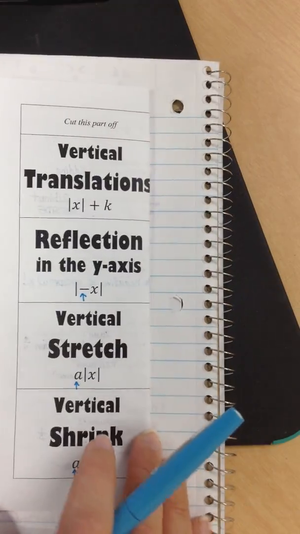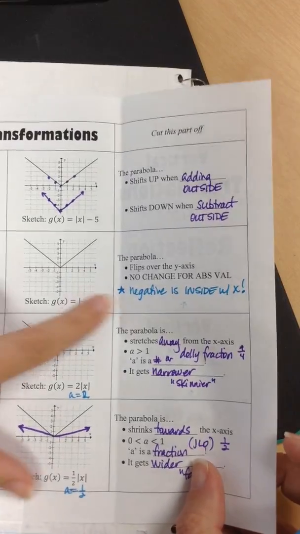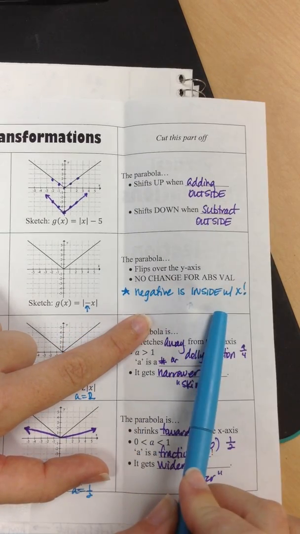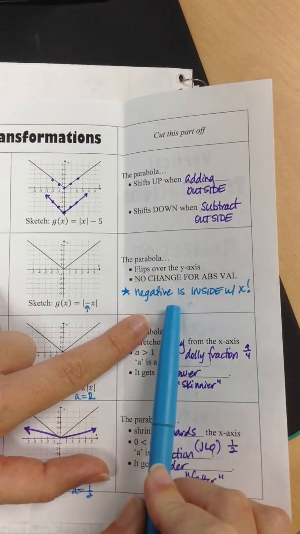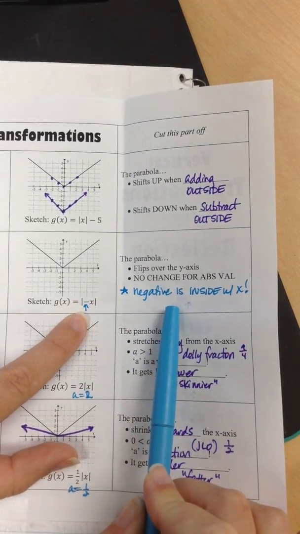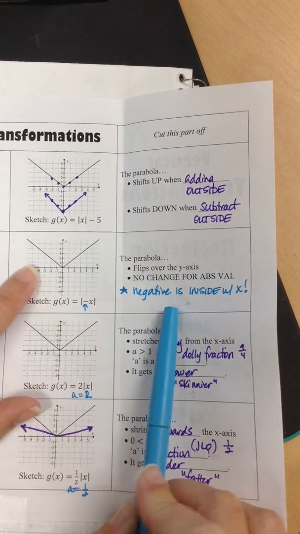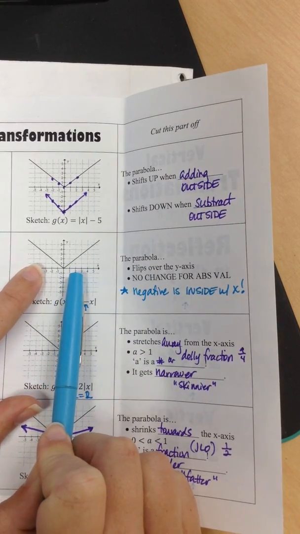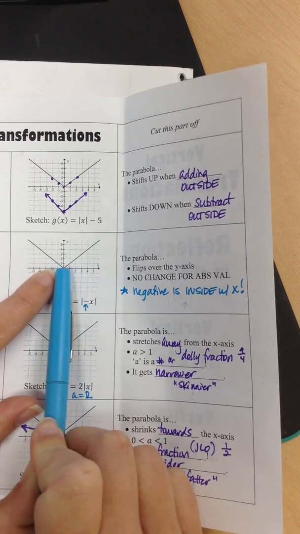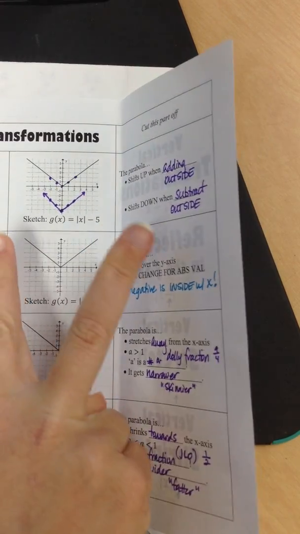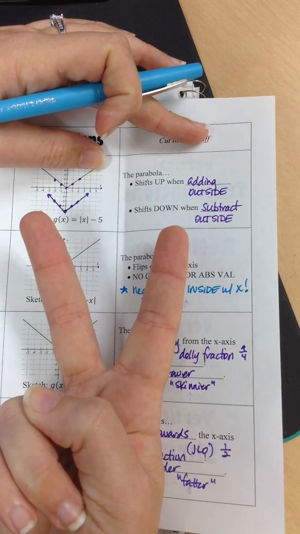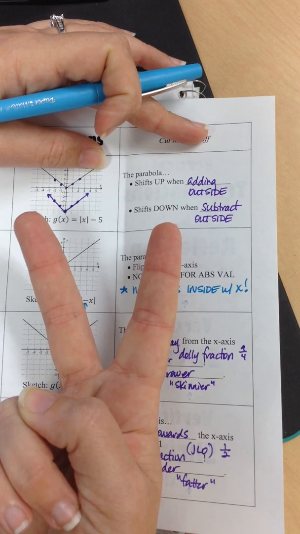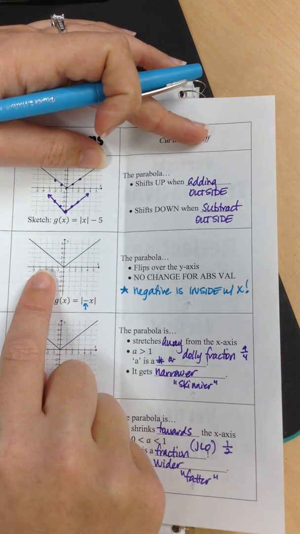I've already filled mine out, so you just go ahead and copy this down. On the inside, I want you to make yourself a note. Reflections on the y-axis, the negative is inside with the x. Here is an example, same thing, absolute value of negative x. Notice I have not given you a graph to go with it, and the reason is because the graph is a V. So if I have this graph and I flip it over the y-axis, in terms of a graph, you're not going to see anything change, especially with absolute value.